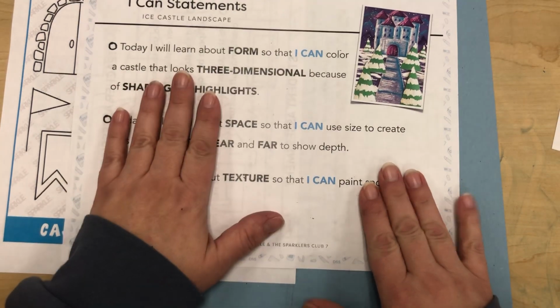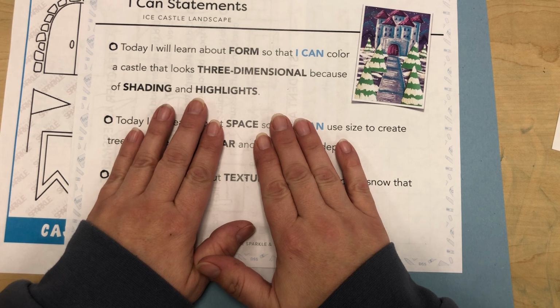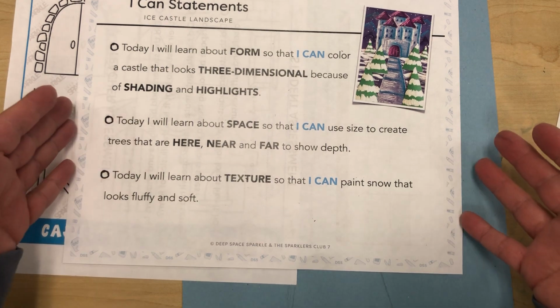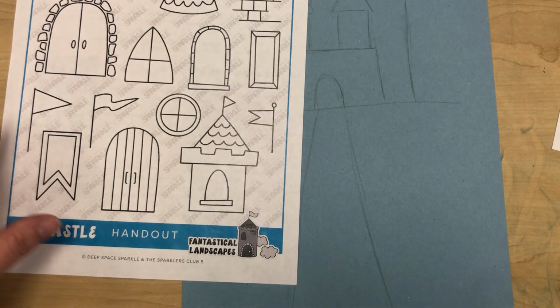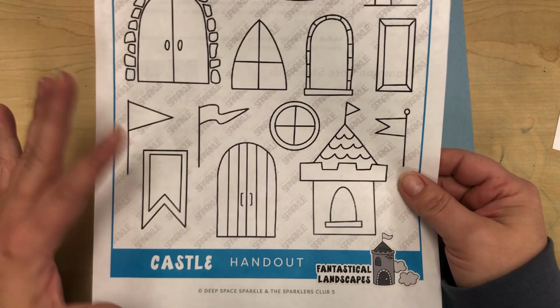So today's I can statement is today I will learn about form so that I can color a castle that looks three-dimensional because of shading and highlights. It'll look pretty flat initially, but then the shading I'm going to show you will help you get that form, that three-dimensional form. And you'll also have an opportunity to use these sheets here.